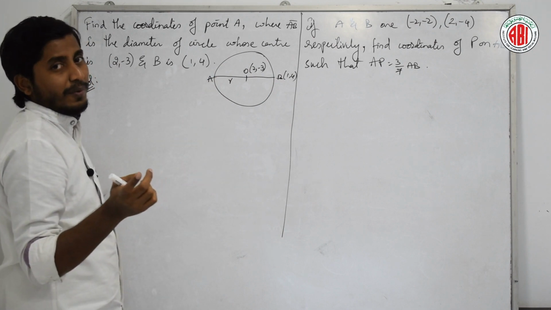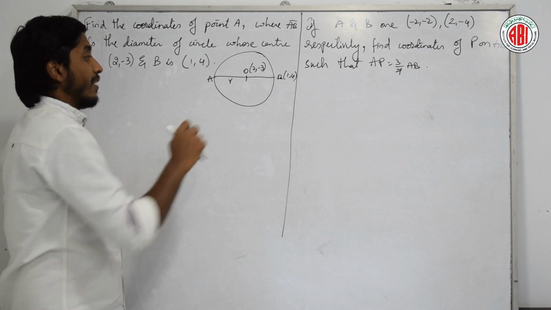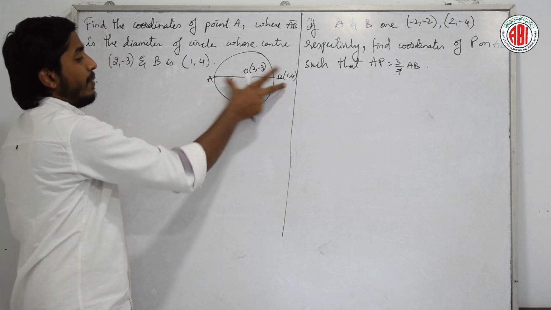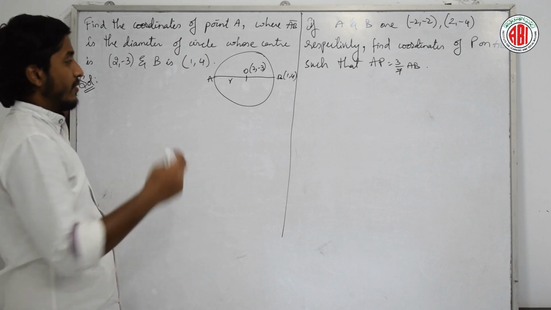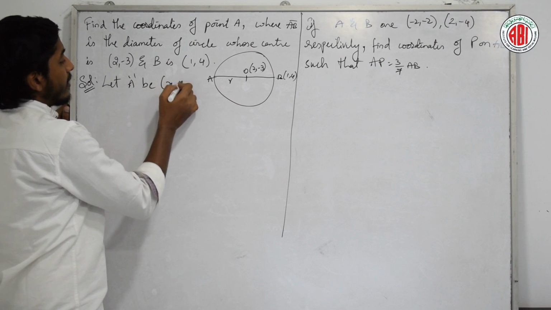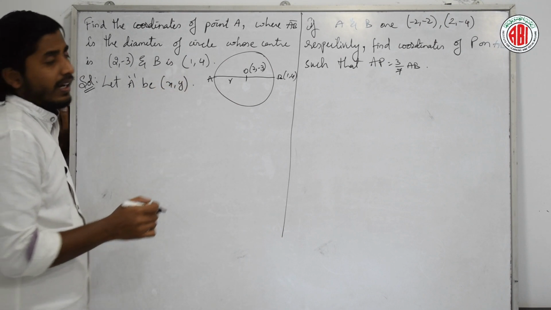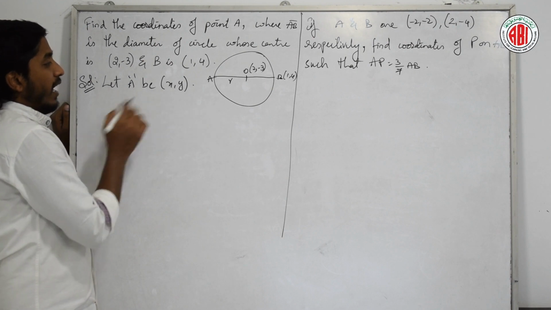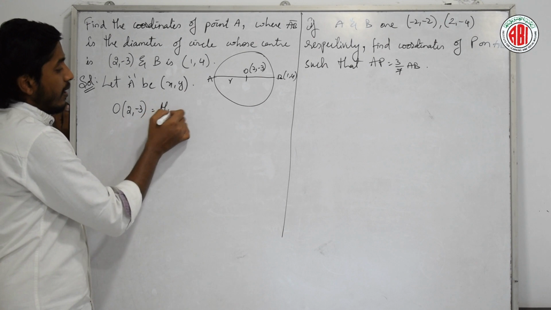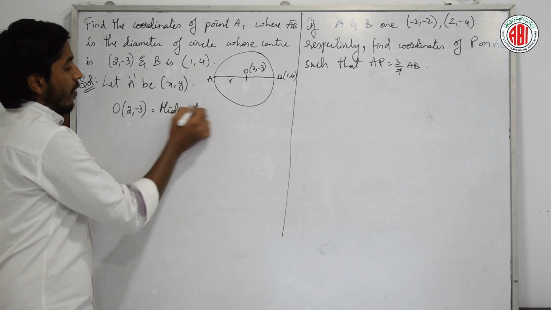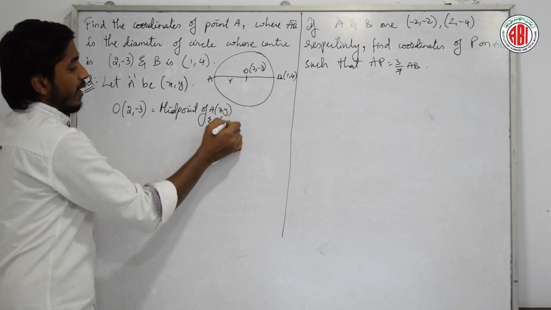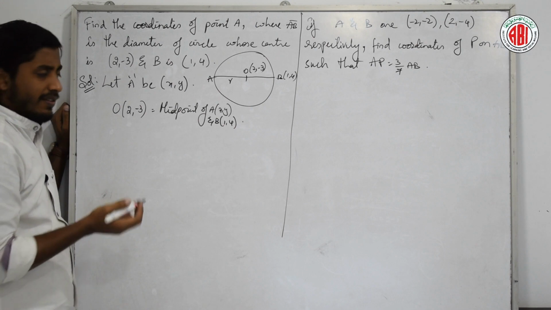Do we have the formula of midpoint? Yes, right? See here, this O is the midpoint of the points A, B. So, let A be x comma y. O is the midpoint of AB, that is, O (2, -3) is the midpoint of A (x, y) and B (1, 4). Shall we substitute?